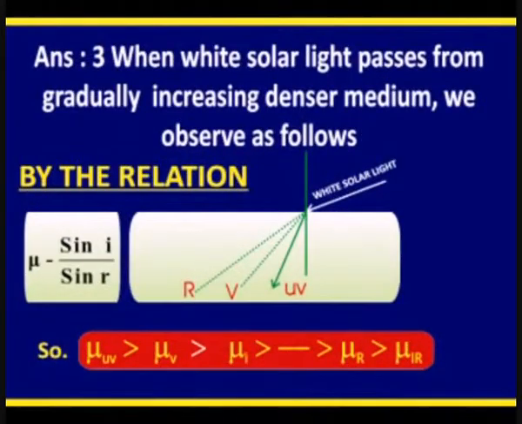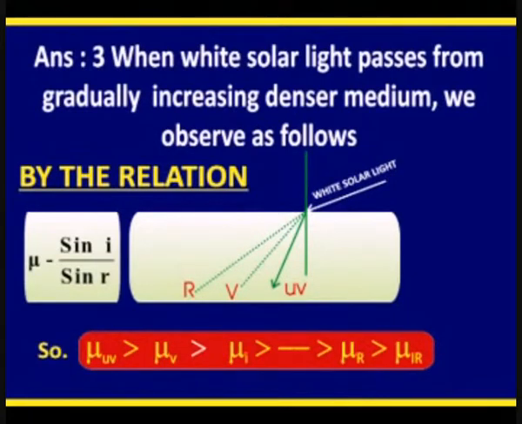Now we put up a third example. When white solar light has fallen on a denser medium, a gradually increasing denser medium, what we see is that the red rays are reflected very little and ultraviolet rays are reflected the most, and violet in between. That is red minimum, violet a little more, ultraviolet maximum.